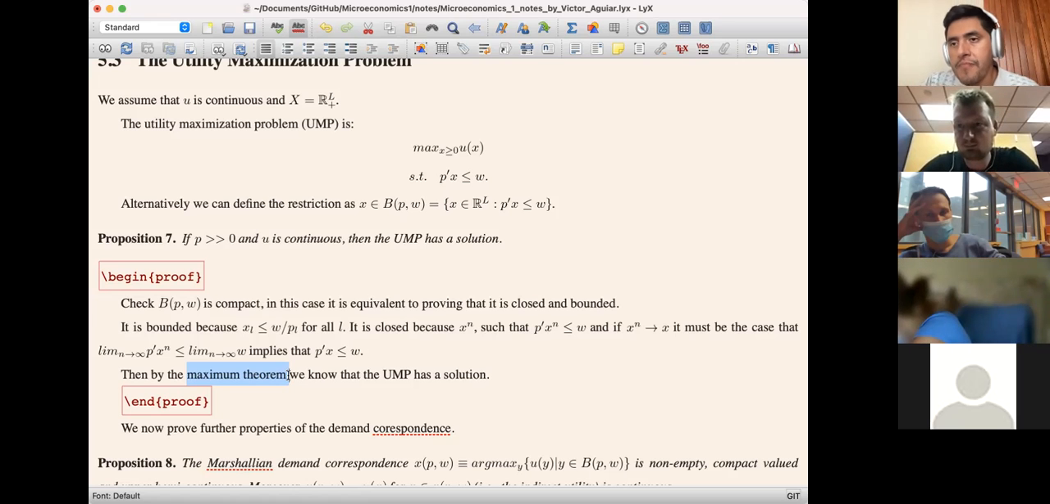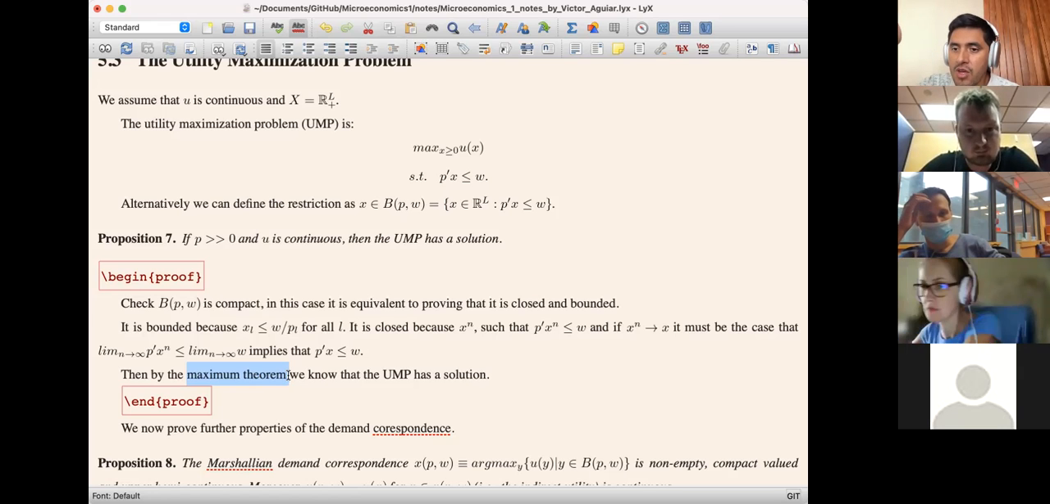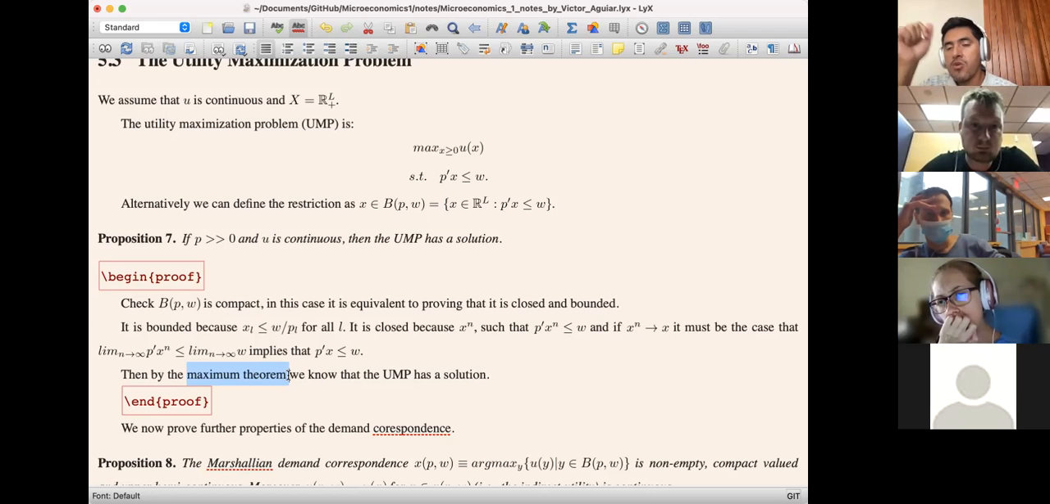Question here. Imagine I change your problem, and instead of having a linear budget, I give you a non-linear budget set. Okay. Then can you tell me the conditions on the non-linear budget such that you still have a solution, and the conditions, of course, on utility? Who can give it a try? So just give me conditions on the utility and the non-linear budget, such that I still can guarantee that there is a solution to the maximization problem.